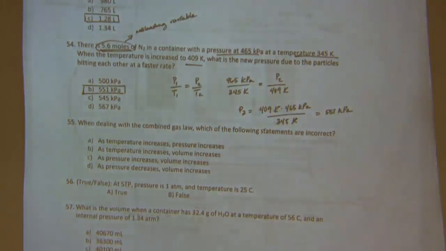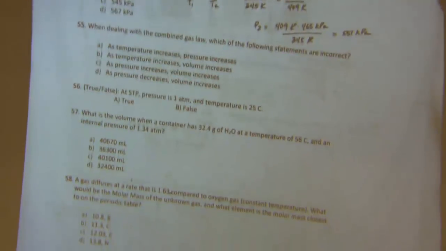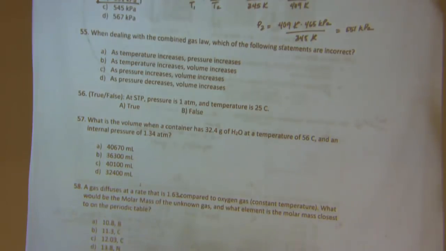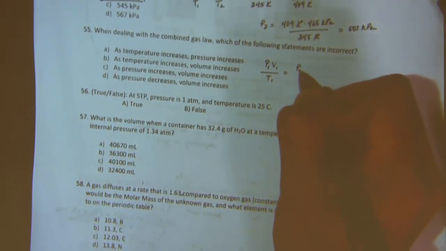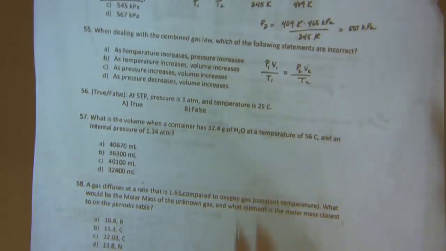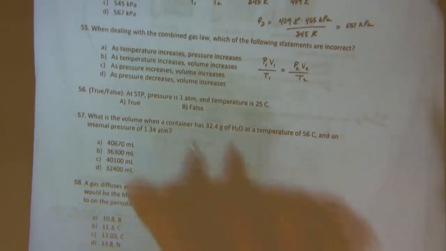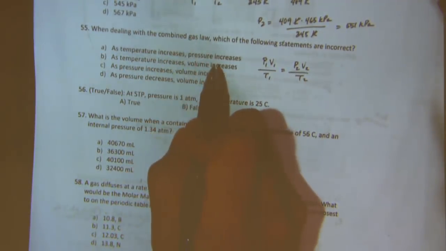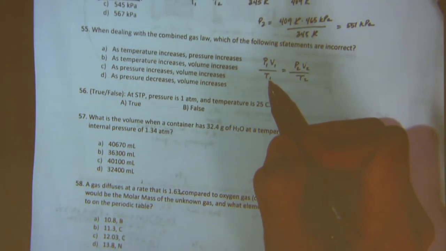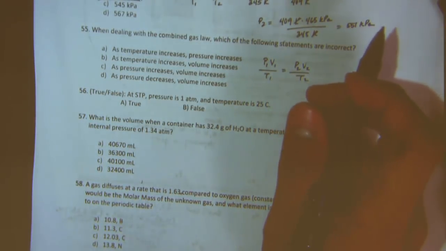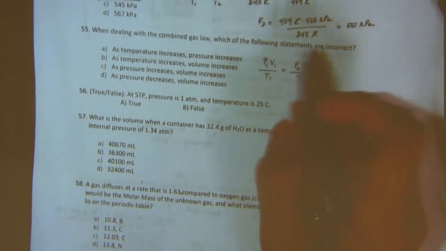Okay? So this is a more conceptual problem. When dealing with the combined gas laws, which of the following is incorrect? So the combined gas law, again, is P1 V1 over T1 equals P2 V2 over T2. So going down the list, as temperature increases, pressure also increases. So we look at the values for each one. We have pressure and temperature. And is that true? Oh, it is true, sorry.